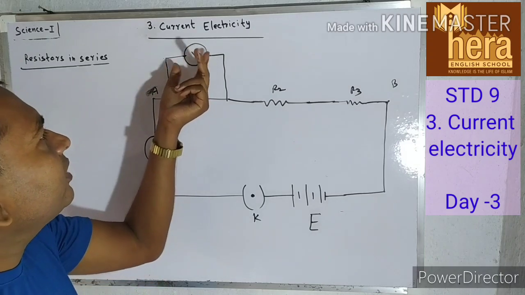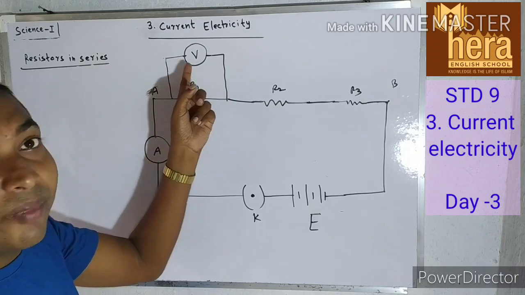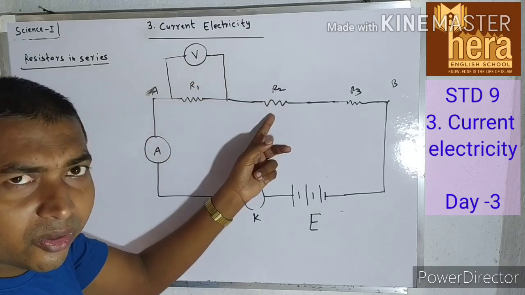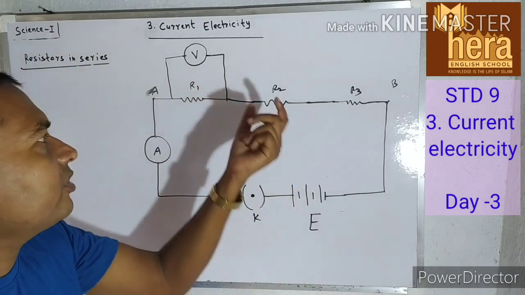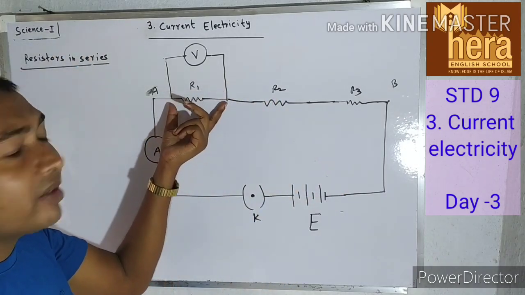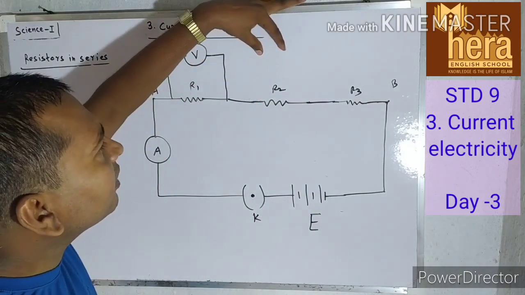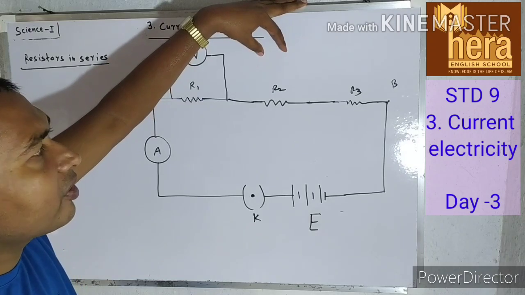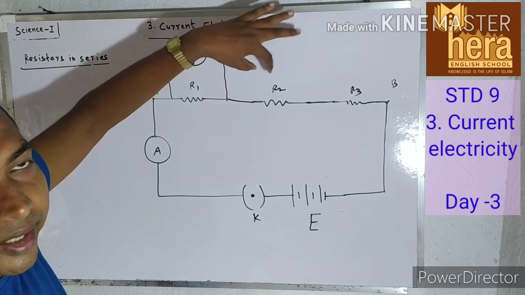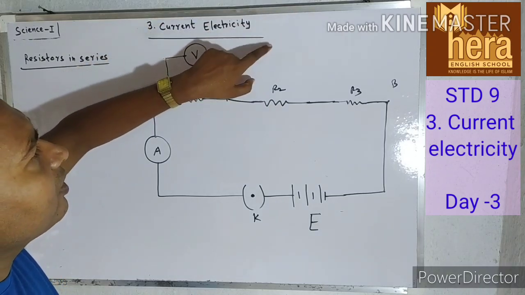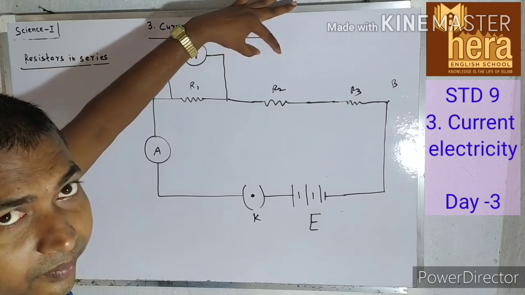If you connect this voltmeter here, then this voltmeter will measure the potential difference across R2. Potential difference means, in local language, we can say voltage. How much voltage drop is here across R1. If you connect a voltmeter here, then this voltmeter gives the reading of how much voltage is dropped, or how much potential difference is dropped across R2. That you can read in the voltmeter which will be connected here.